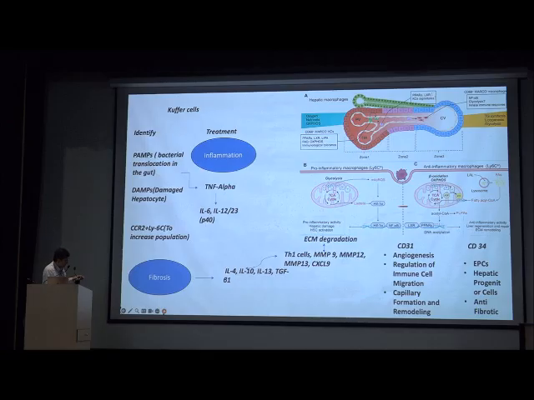The IL-10, on the other hand, also activates the Th1, MMP9, MMP12, which helps, as I had shown earlier, also in the ECM degradation, thereby helping in fibrosis. You also have a component of the CD31 and the CD34. Both of them are extremely critical. As you can see, a CD31 helps in angiogenesis, regulation of the immune cell migration, as well as the capillary formation, whereas CD34, with the help of the endothelial proliferation cells, the hepatic progenitor cells, have antifibrotic action.